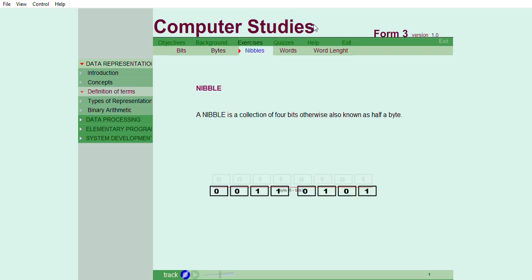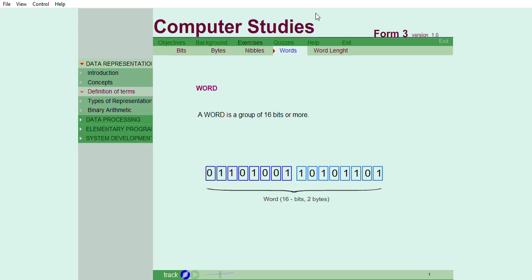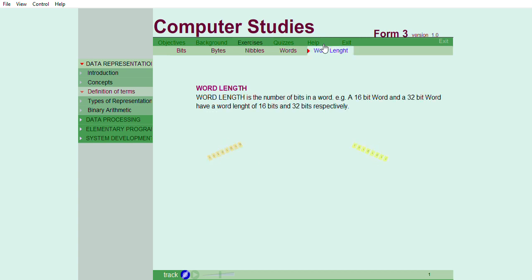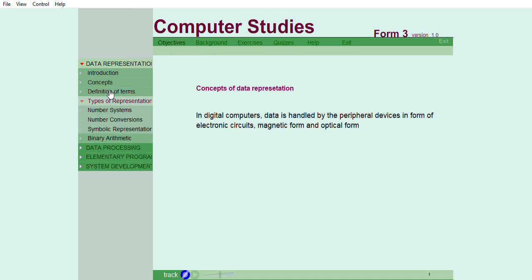A nibble is a collection of 4 bits, otherwise also known as half a byte. A word is a group of 16 bits or more. Word length is the number of bits in a word. Example, a 16-bit word and a 32-bit word have a word length of 16 bits and 32 bits respectively. In digital computers, data is handled by peripheral devices in form of electronic circuits, magnetic form, and optical form.